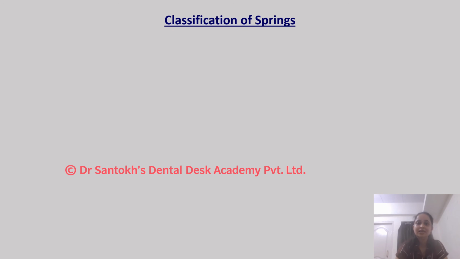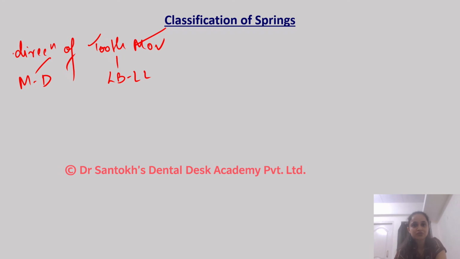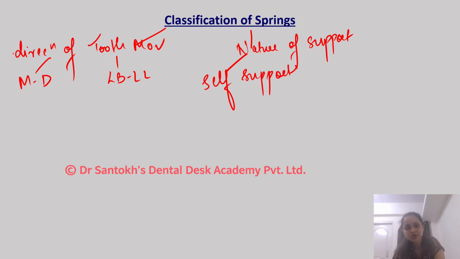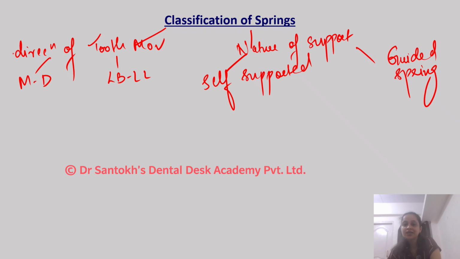Okay. So coming to the classification of the springs. Springs are classified based on your direction of tooth movement. Based on direction of tooth movement, it can be used for mesiodistal movement, labiolingual movement. Next, based on the nature of support, it can be self-supported springs, or it can be guided springs. So these are the various classifications of springs. Also that can be with helix or it can be without helix.